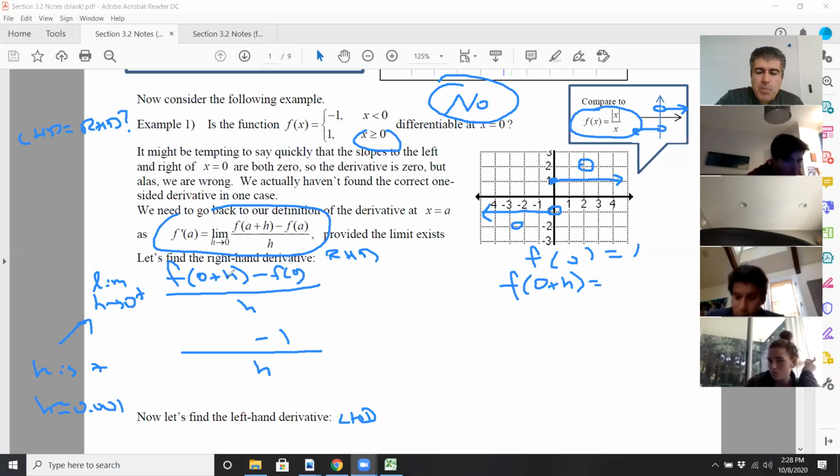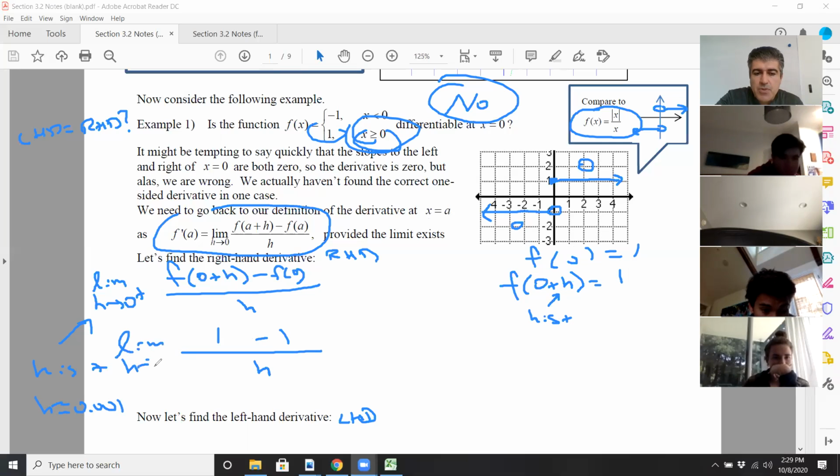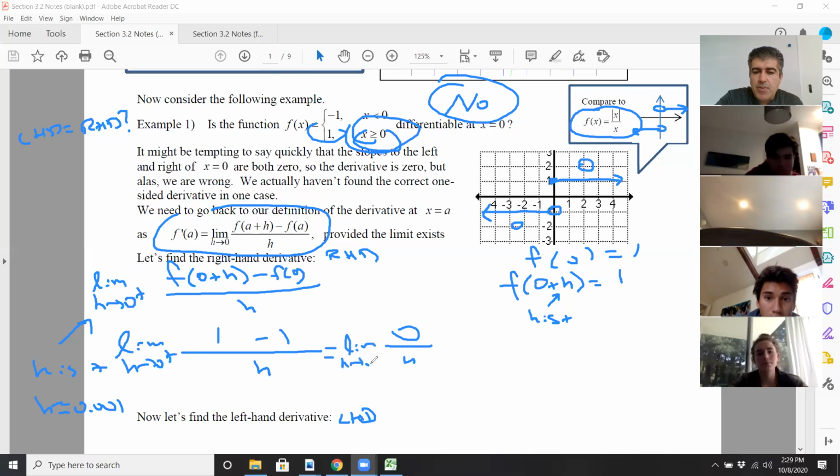Well, if I plug in 0 plus 0.001, when h is positive, like 0.001, I'm still plugging into this over here. So it's still going to be 1. Again, this is the limit as h approaches 0 from the right side. Well, what's 1 minus 1? 0. You have 0 over h. Then you have the limit, again, as h approaches 0 from the right side.